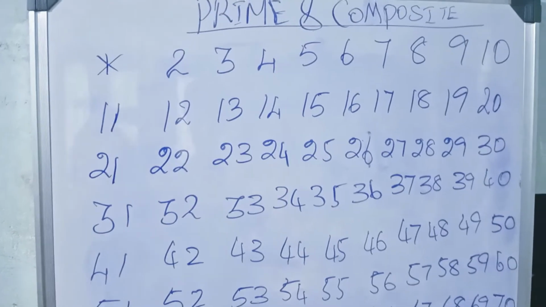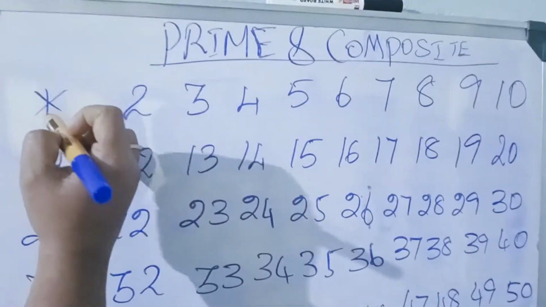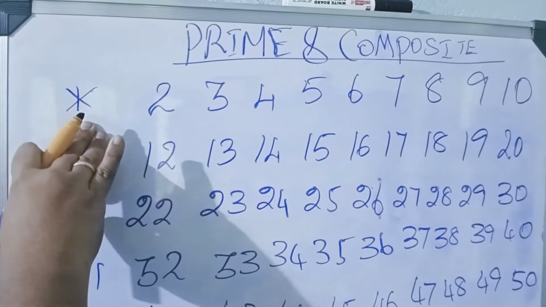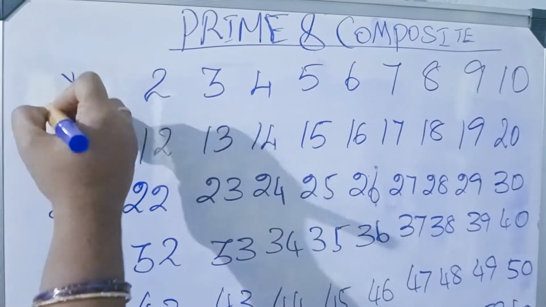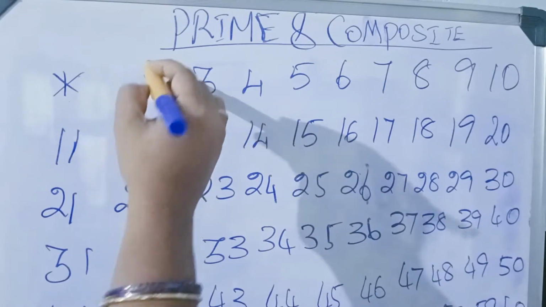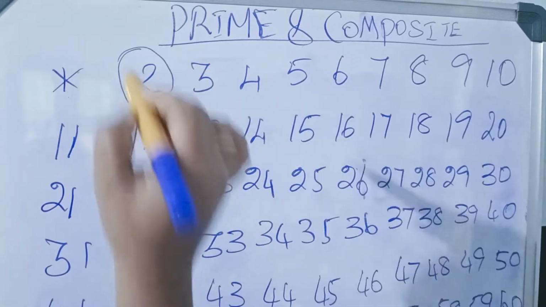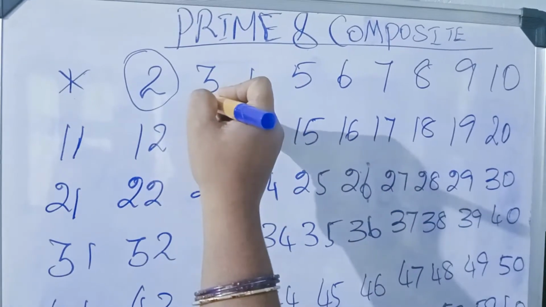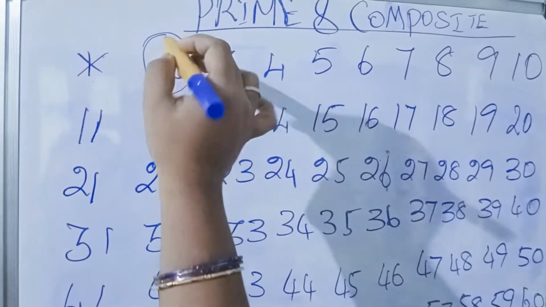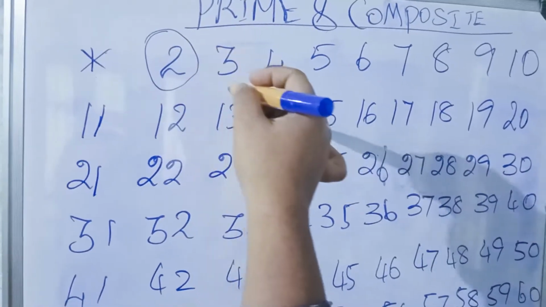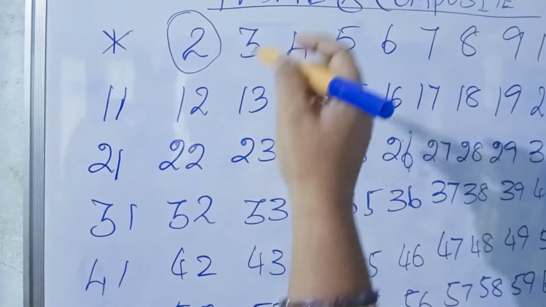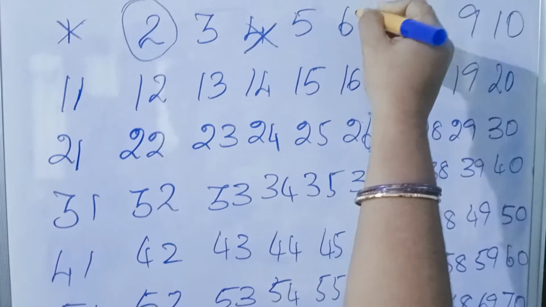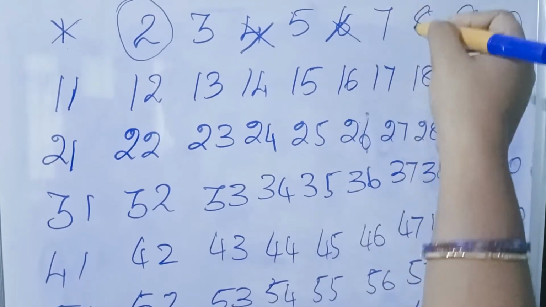Okay, first number 1. 1 is not a prime number because 1 is a factor of every number, so you cross out 1. Now 2. Yes, 2 is a prime number. Then you have to check the multiples of 2 that you can cross out, because those are not prime numbers. 4, 6, that means multiples of 2.